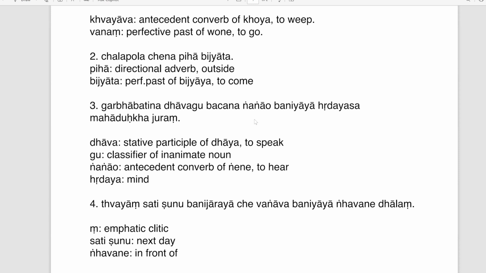Dhavagu. Remember what Dhavagu is? Yeah, Dhavagu is a bit tricky. We haven't learned this yet. Dhava is the stative participle of Taye, and Gu is the classifier of an inanimate noun. Here it works a little bit as a nominalizer, so it makes Dhava a modifier for the bhajana. The bhajana is speech, the word. So it is like the speech spoken by Garbhavati. Oh, okay, so it's her speech.